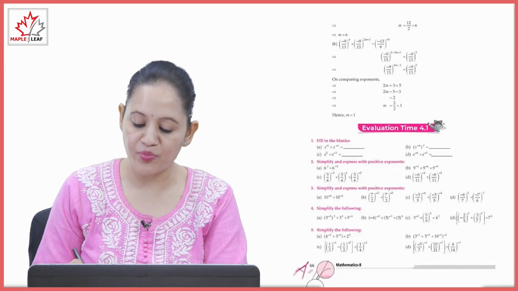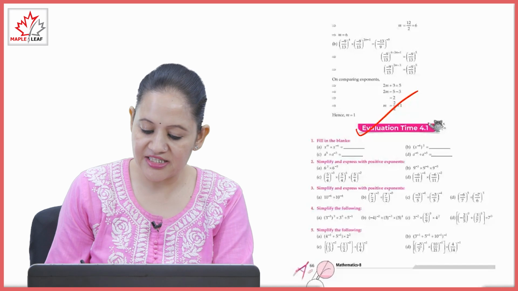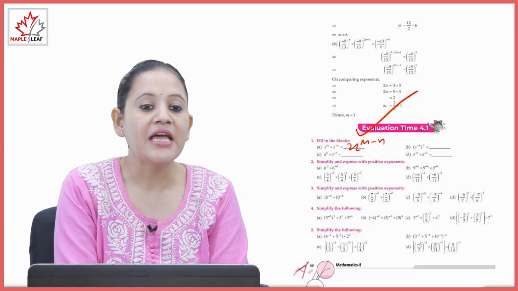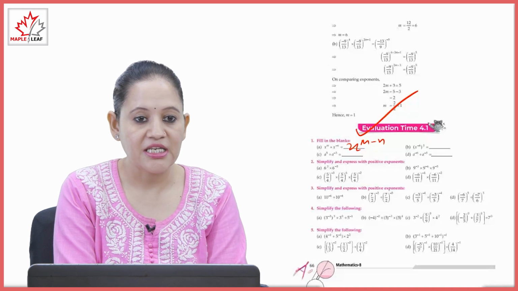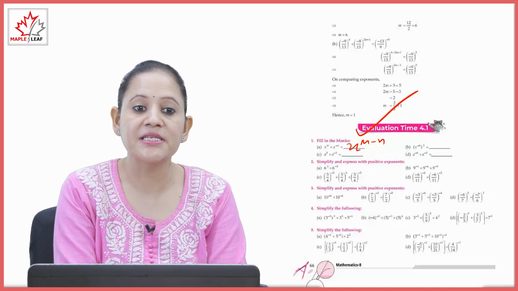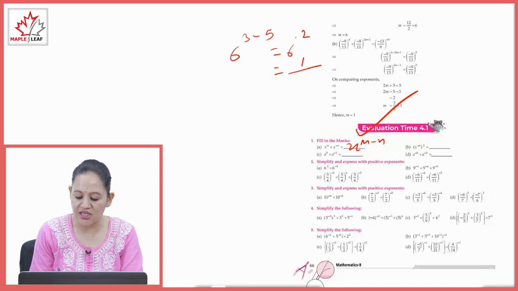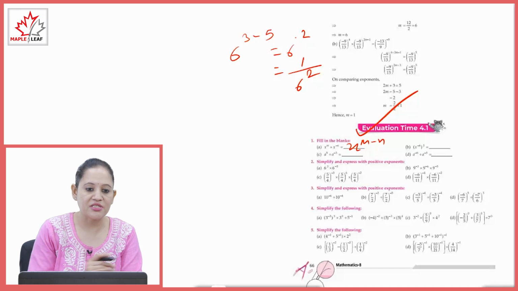नेक्स्ट इज इवोल्यूशन टाइम 4.1. फिल इन द ब्लैंक्स. x^m multiply x^-n, that is equals to x^(m-n). Clear? Next, simplify and express with the positive exponent. 6^3 multiply by 6^-5. So that is equals to 6^(3-5). That is equals to 6^-2. पॉजिटिव में करने के लिए इसको नीचे ले जाएंगे 1 upon 6^2. Clear?